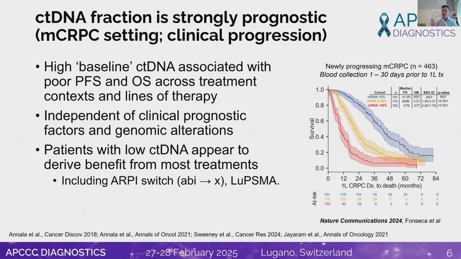Because of this relationship between ctDNA and other metrics of clinical tumor burden, we see very strong relationships between ctDNA fraction and disease prognosis. If you have high baseline ctDNA, you tend to have poor PFS and OS across treatment contexts and lines of therapy. Whereas patients with low levels of ctDNA seem to do the best with most of the treatments that we have available at the moment.